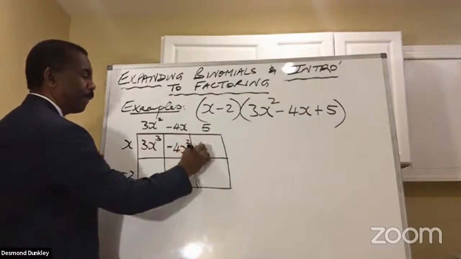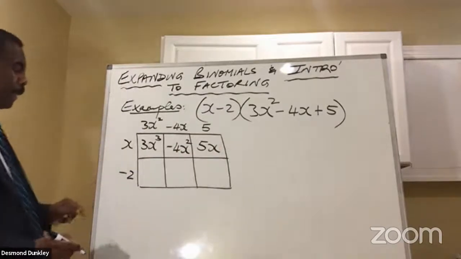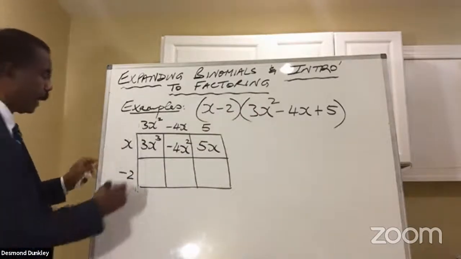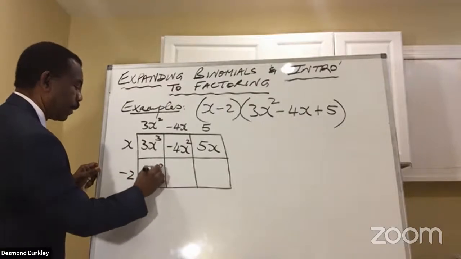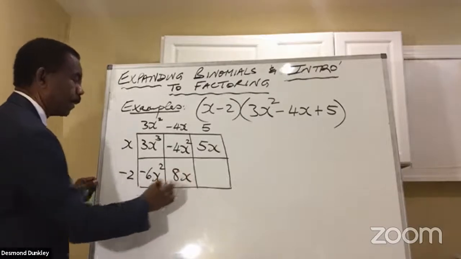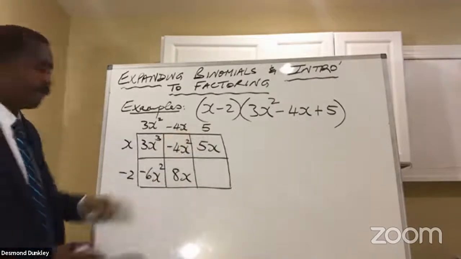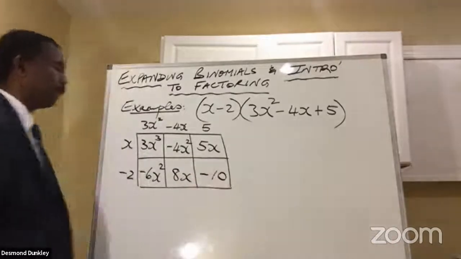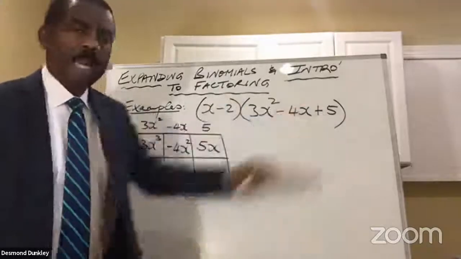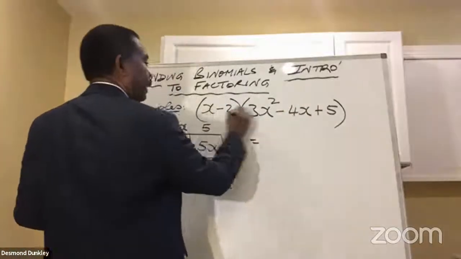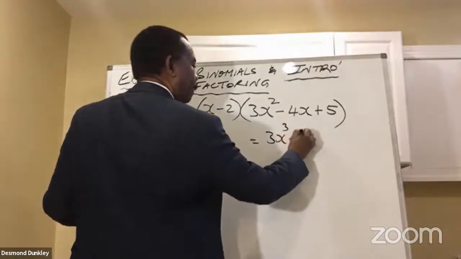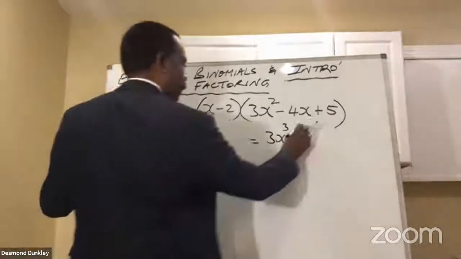X times 5, 5x. And now we have the negative 2. Negative 2 times everything. Negative 2 times 3x squared, negative 6x squared. Negative 2 times negative 4x is 8x. Negative 2 times positive 5 is negative 10. Doing it using my way, it's going to be x times 3x squared, 3x cubed. X times negative 4x, negative 4x squared.